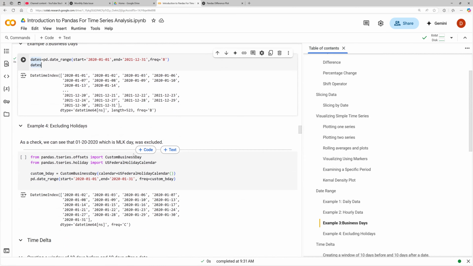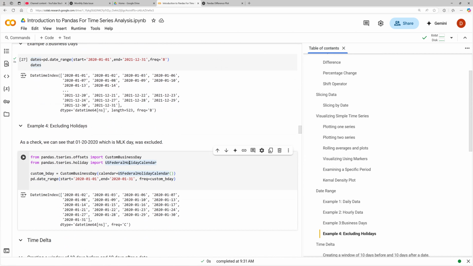We could exclude specific holidays. Here we use something called custom business day from pandas tseries offsets, and then import US federal holiday calendar from pandas.tseries.holiday. And then we basically exclude holidays. As a check, January 20, 2020, which was MLK Day, was excluded. If we look at this here, there is no January 20.